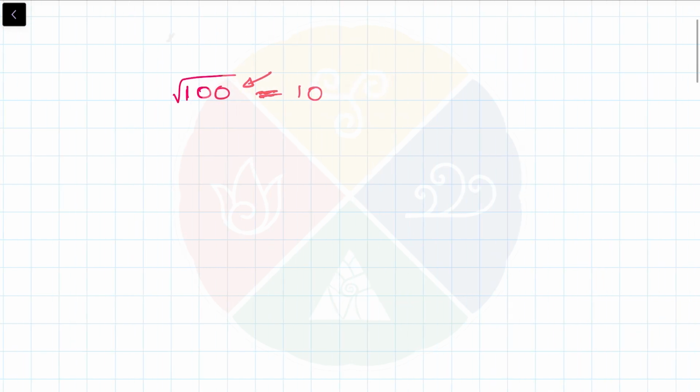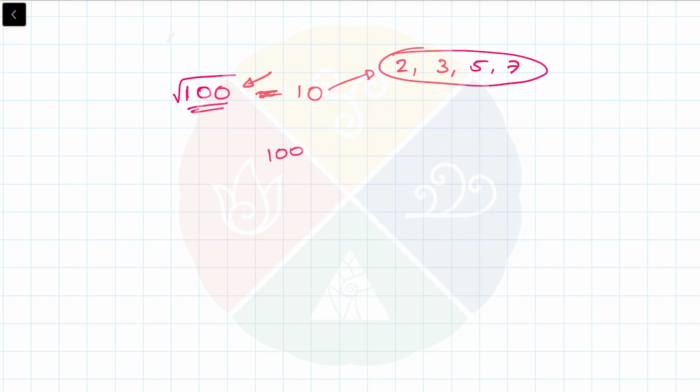Then I just have to see all the prime numbers till 10. That means 2, 3, 5 and 7. So I have 2, 3, 5, 7. Now I have to check if this 100 is divisible by any of these numbers, 2 or 3 or 5 or 7. If it is divisible by any one of these numbers, then it will not be prime.